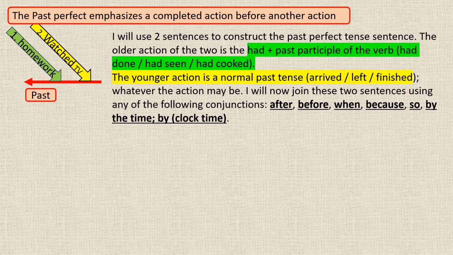The older action of the two is the had plus past participle of the verb: had done, had seen, had cooked. The younger action is a normal past tense: arrived, left, or finished. Whatever the action may be, I will now join these two sentences using any of the following conjunctions: after, before, when, because, so, by the time, or by, and then I can specify by dinner time, by lunch time, by 6 o'clock, by 3 o'clock, doesn't matter.